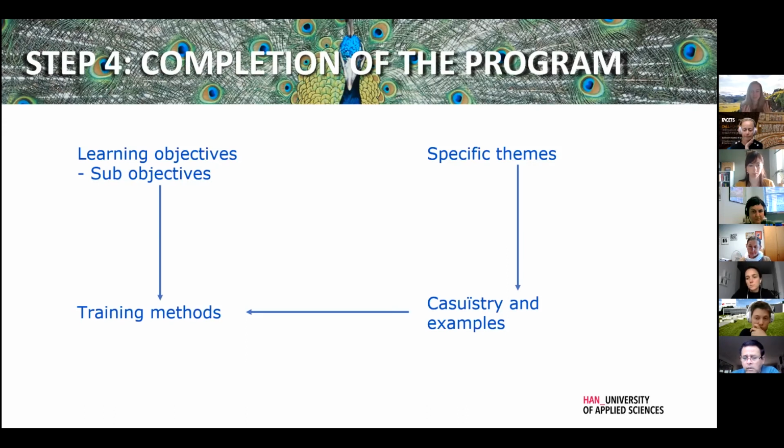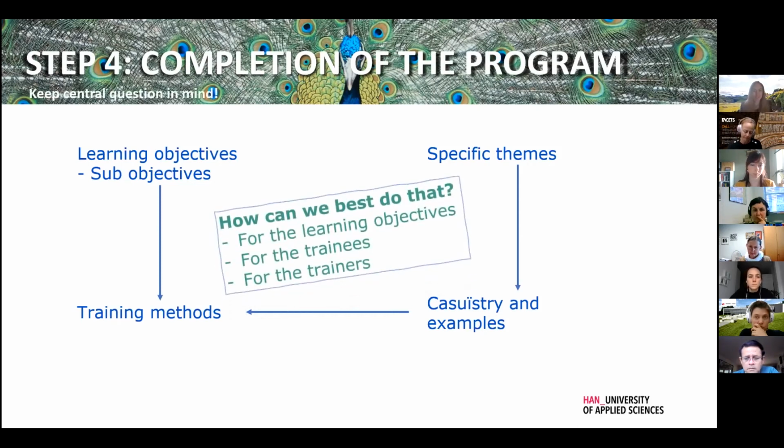So if you have in mind with your objectives what kind of behavior you would like to see in your trainees after the training, then we should practice that specific behavior with the training method. So for example, we practice with different types of dialogues. So what we kept in mind, there's the central question again: how can we best do that? How can we best do that for the learning objectives, for the trainees and for the trainers?